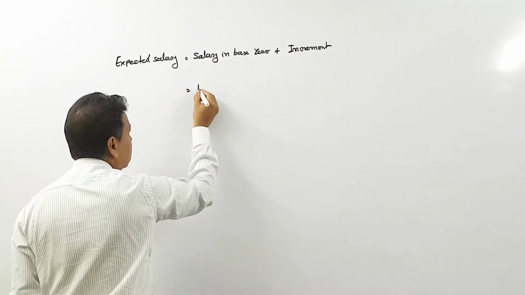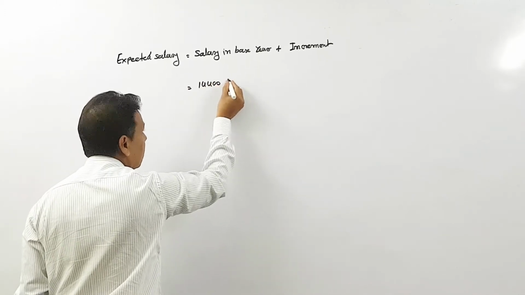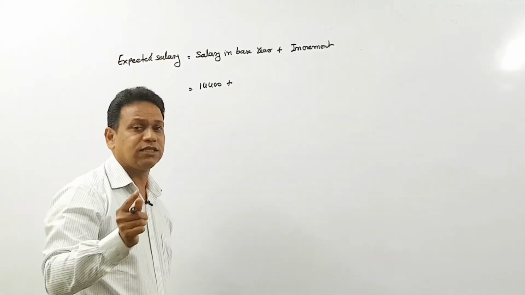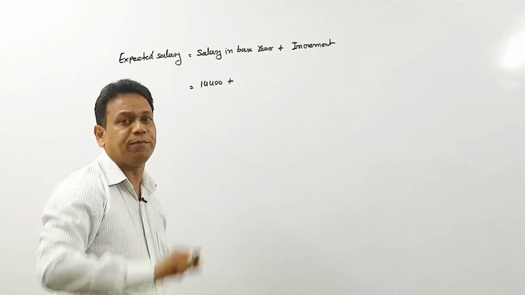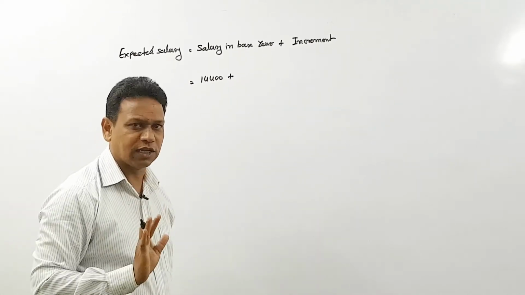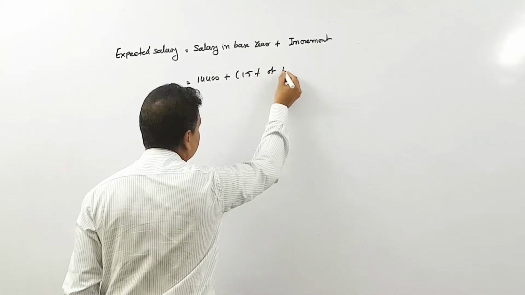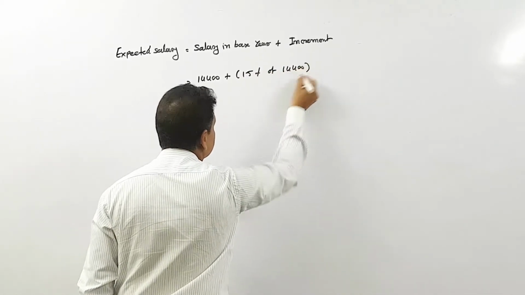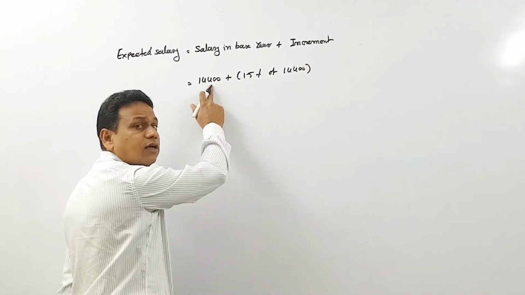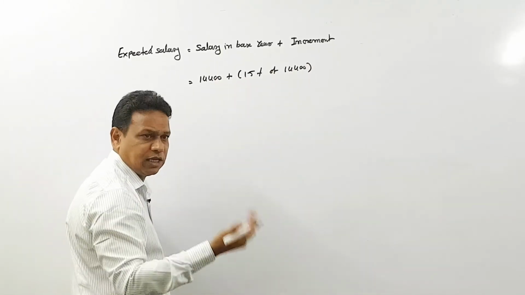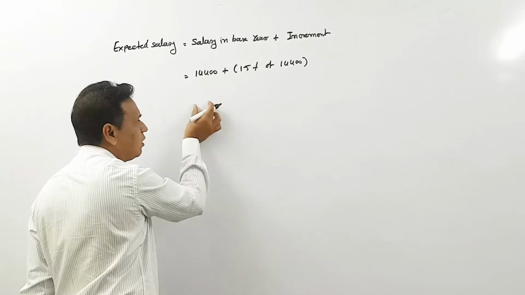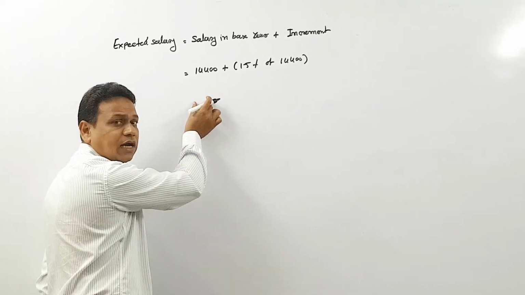So your base year salary is 14,400 plus your index number given 115. So the excess part is your increment. 15% of 14,400, this is your salary. 15% of this should be your increase, because the index number was 100 earlier. Equal. Now what do you have to do?